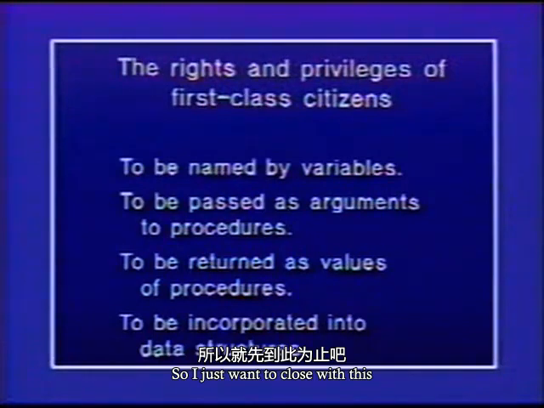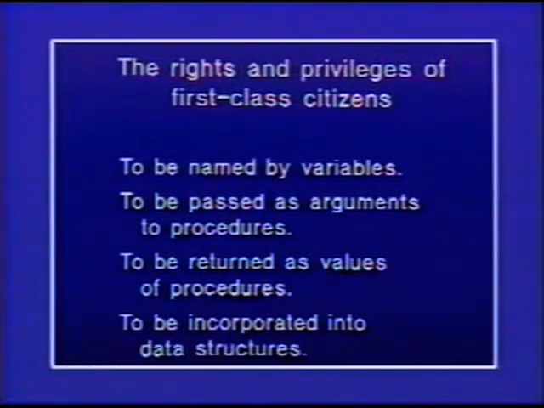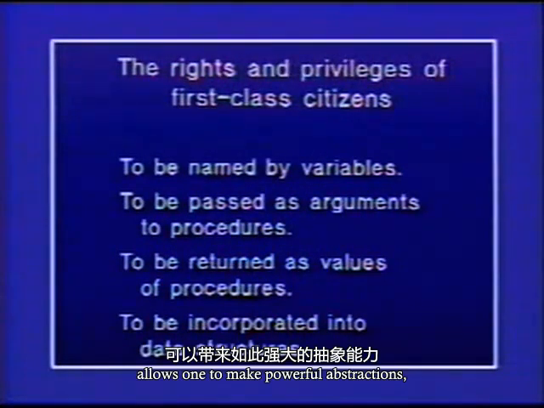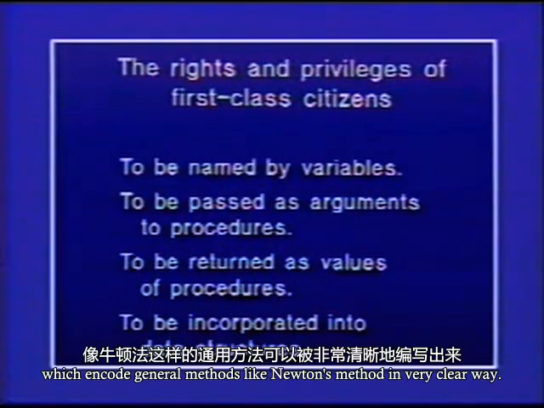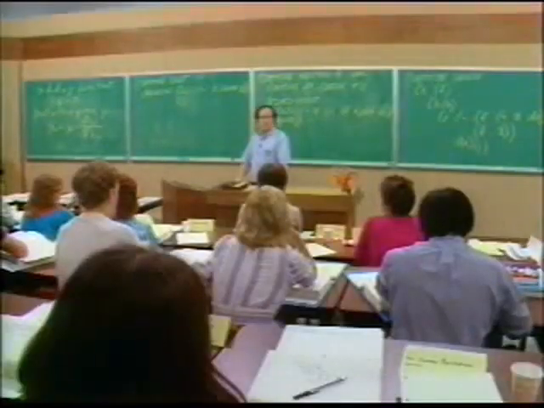So I just want to close with this and say having things like procedures as first-class data allows one to make powerful abstractions which encode general methods like Newton's method in a very clear way. Are there any questions? Yes?